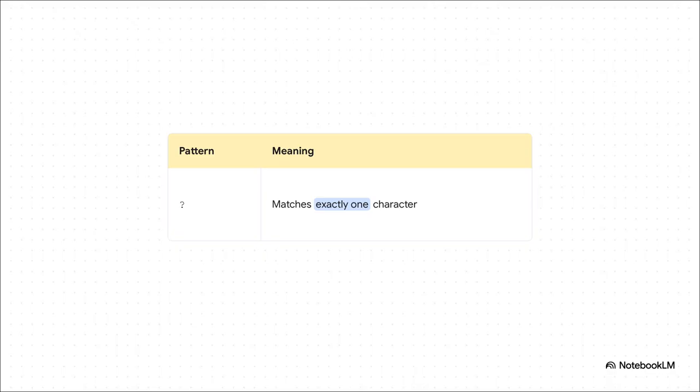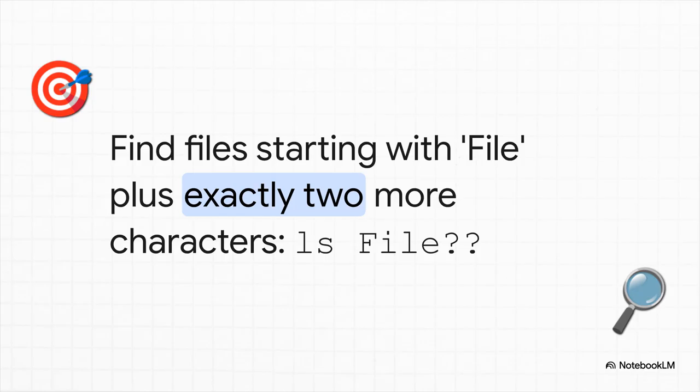Okay, let's move on to our next tool. Meet the question mark. Now, if the asterisk is a flexible catch-all, the question mark is a total perfectionist. It matches exactly one character, no more and no less. And that precision is its real strength. For example, if we type ls file??, what we're really asking the shell is, hey, find me all the files that start with file and are followed by precisely two other characters.